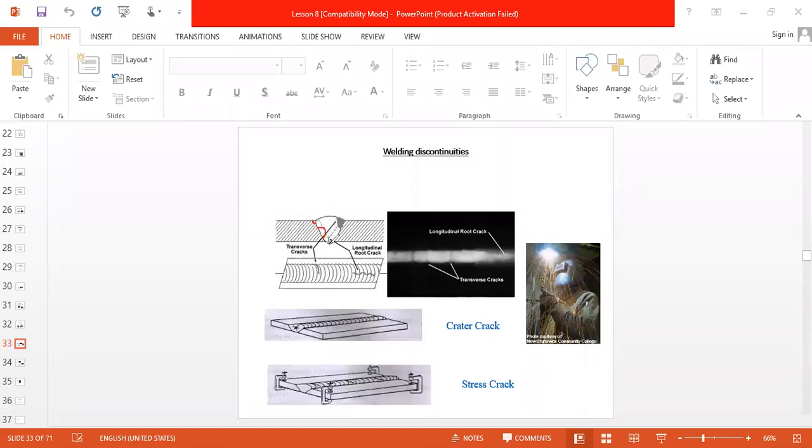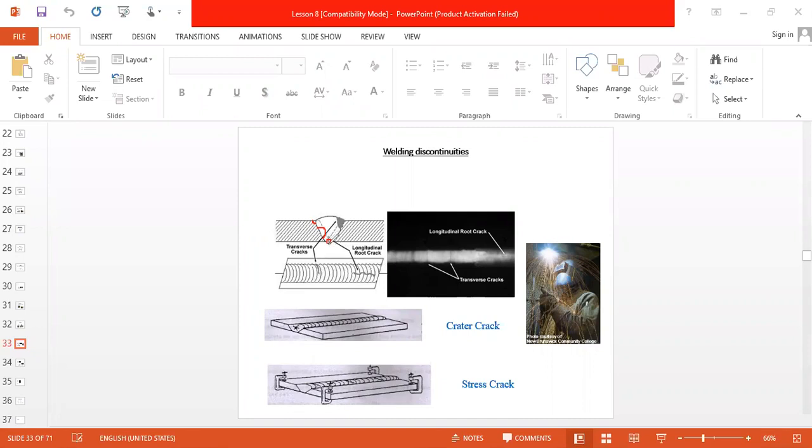And suppose this weld metal is not filled up to the thickness, or suppose here is insufficient filling of weld metal at the root, then we can say lack of penetration. Sometimes we are getting transverse crack, sometimes longitudinal crack, and longitudinal crack we are getting because of shrinkage. Whatever crack we are getting, that is because of shrinkage.